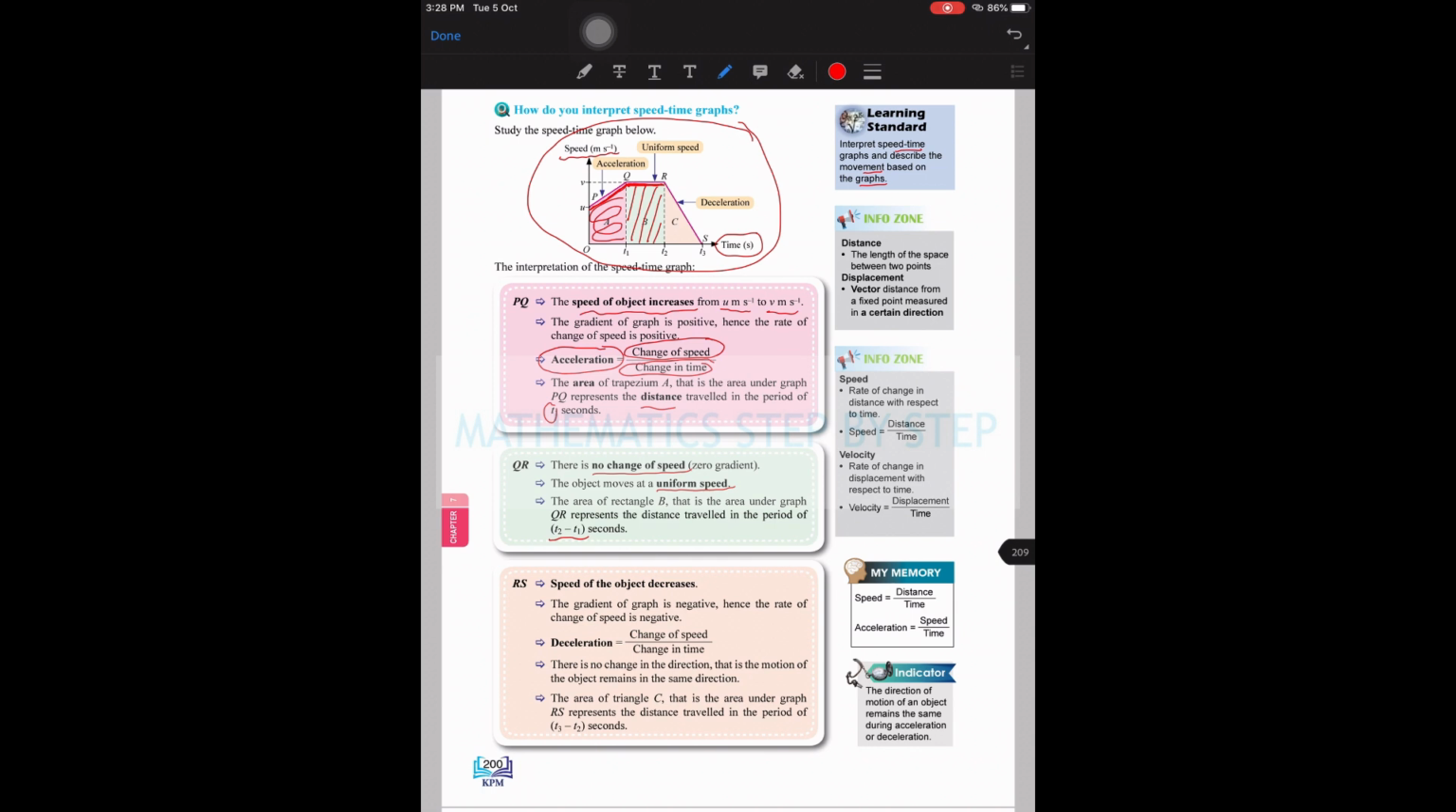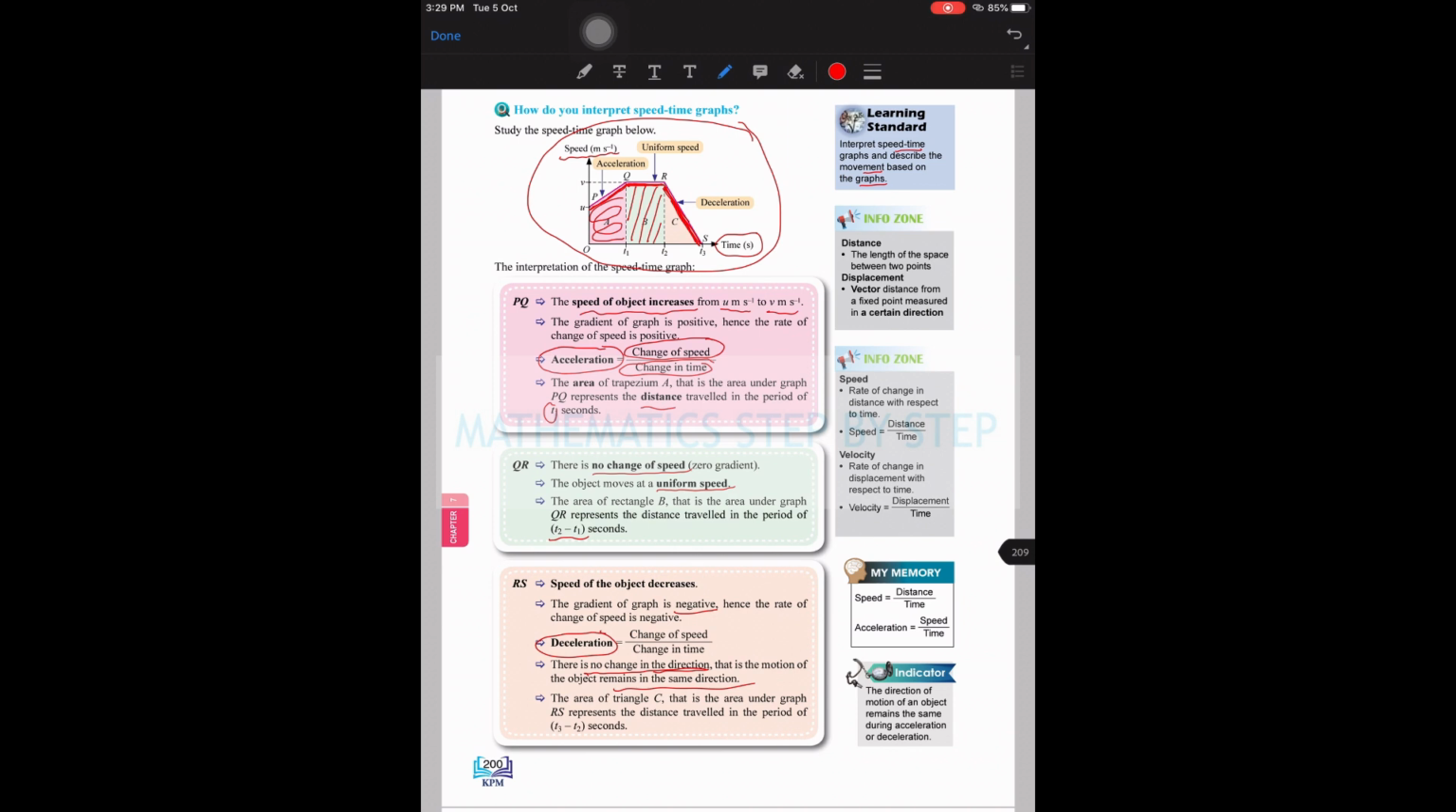Then lastly, RS, negative gradient. So here from R to S it means deceleration. Negative gradient, there is no change in direction. But for a distance-time graph, negative gradient means that the object is moving in the opposite direction. But in this case, because it is a speed-time graph, the motion of the object still remains in the same direction, just that it is decelerating.